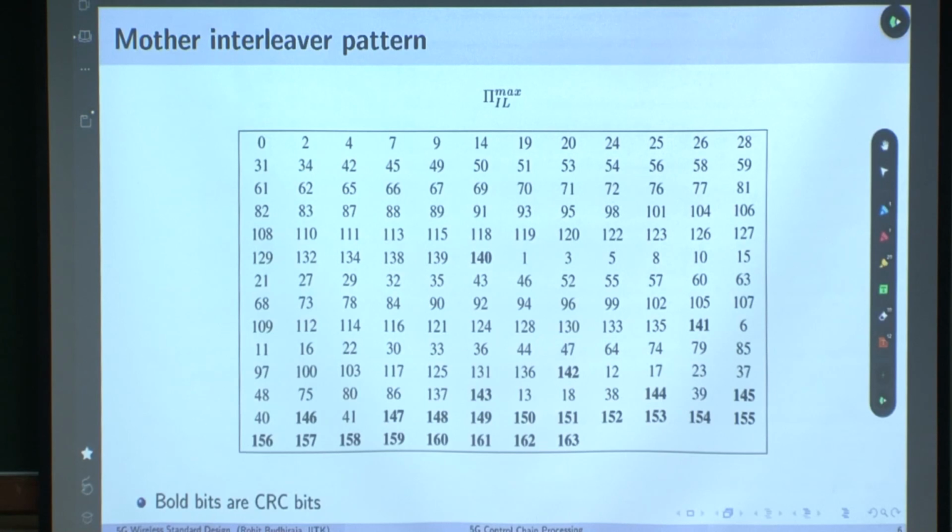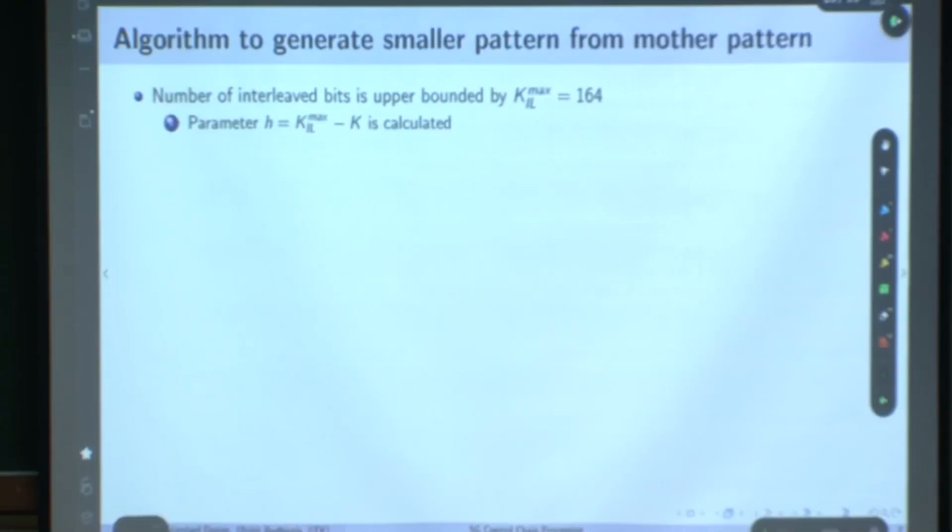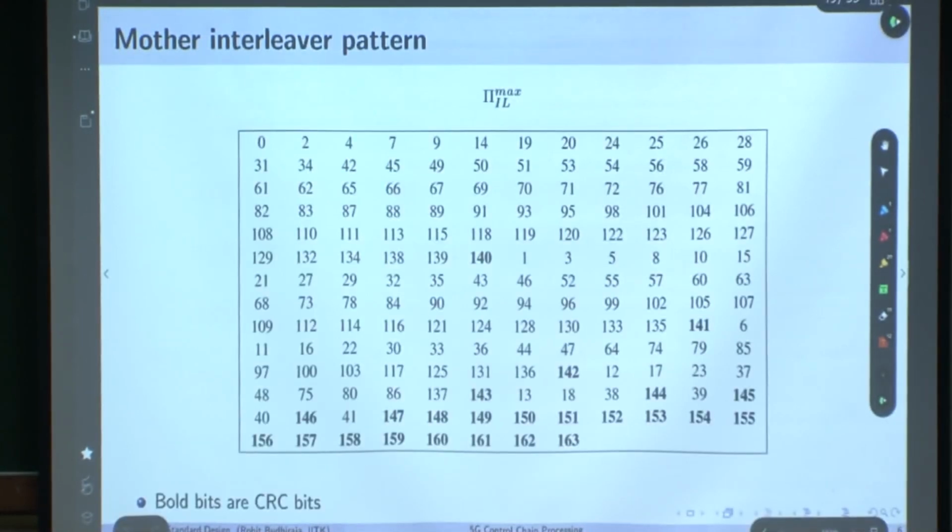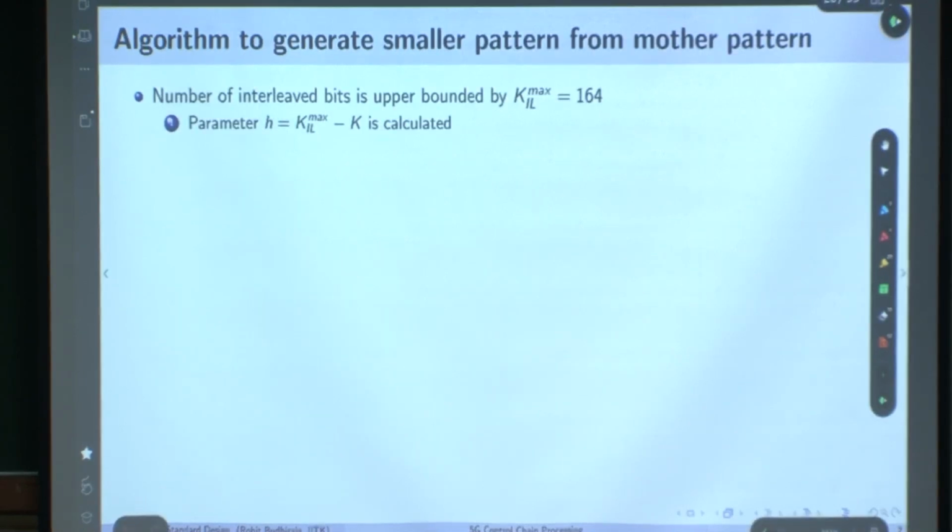We understand this is a mother pattern. Pi is the interleaver pattern, and this is the maximum. That's what the notation says, taken right from the standard. So what are we doing here? We know this pattern, and we have an input of a different length k. What is this slide telling you? The slide is telling you the algorithm to generate a smaller pattern from the mother pattern. Very simple algorithm.